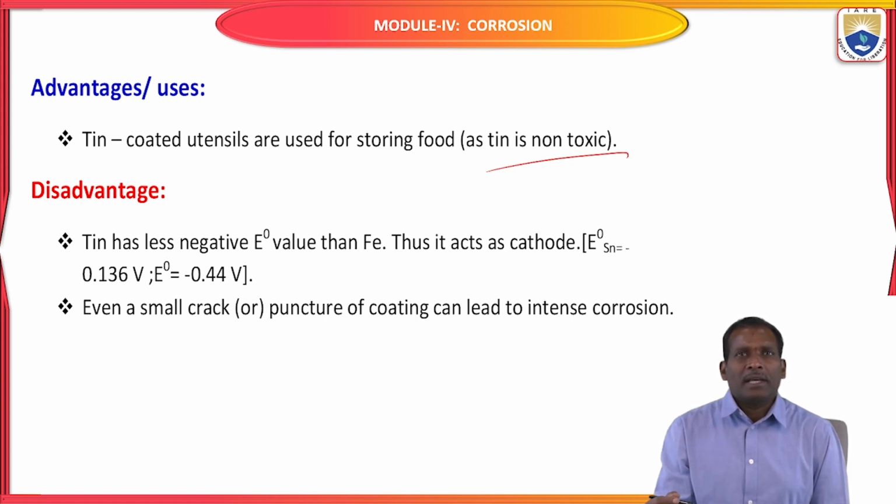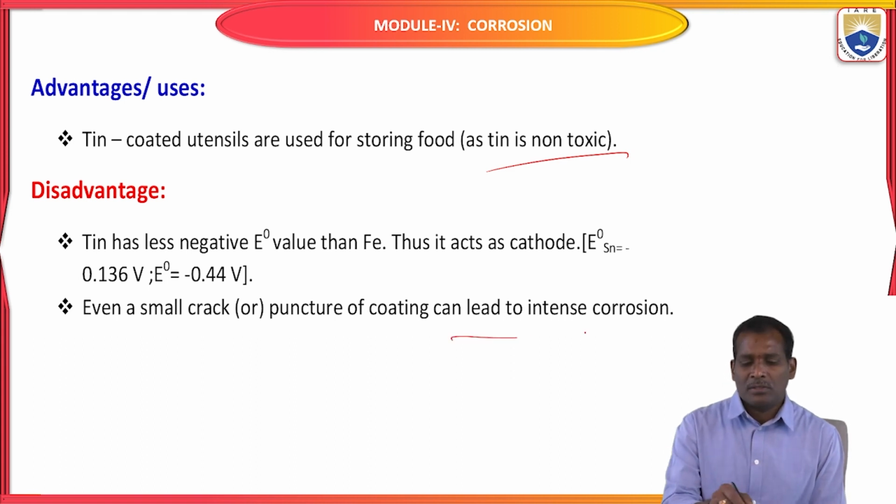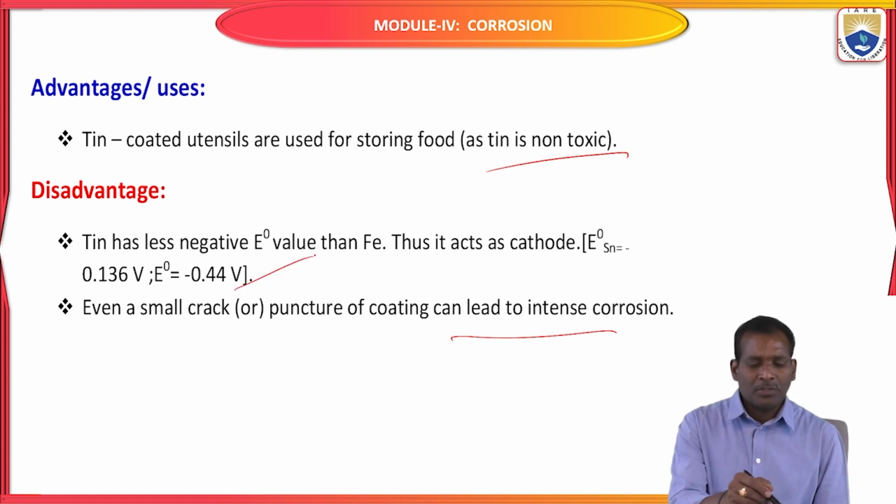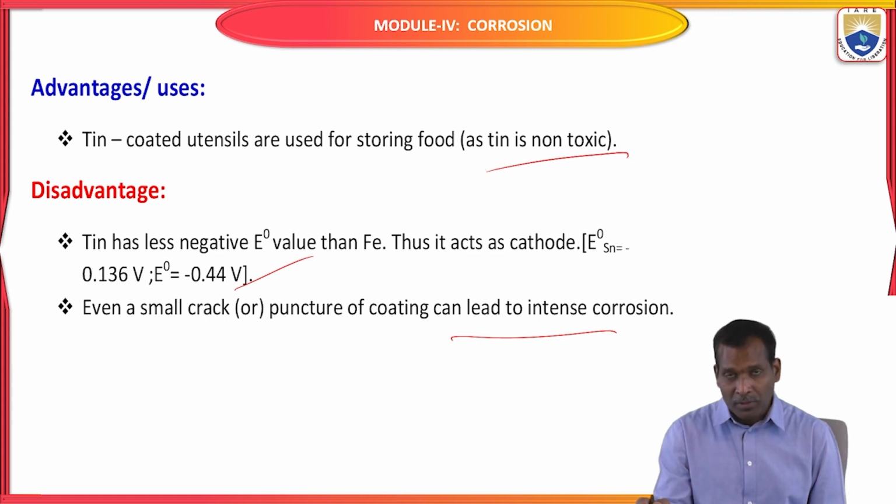Here, the tin has a less negative E value than the ferrous. Thus, it acts as a cathode. So the electromotive force value is a negative value. Even a small crack or puncture of the coating can lead to intense corrosion. This is the main disadvantage. The E zero value is minus 0.44 volts.